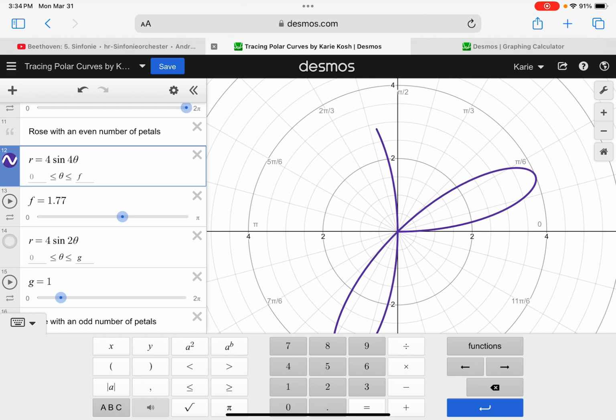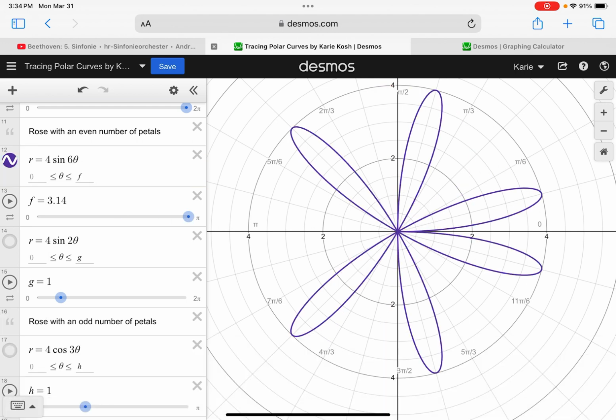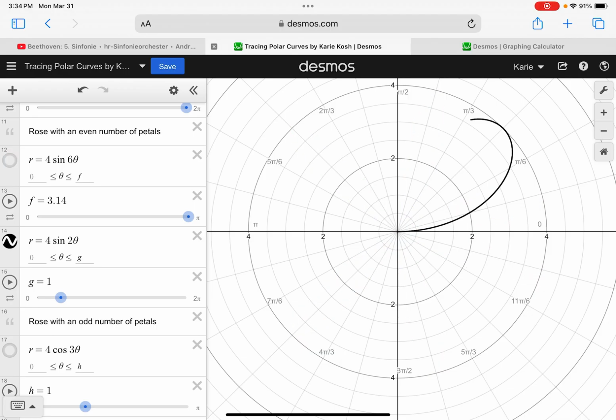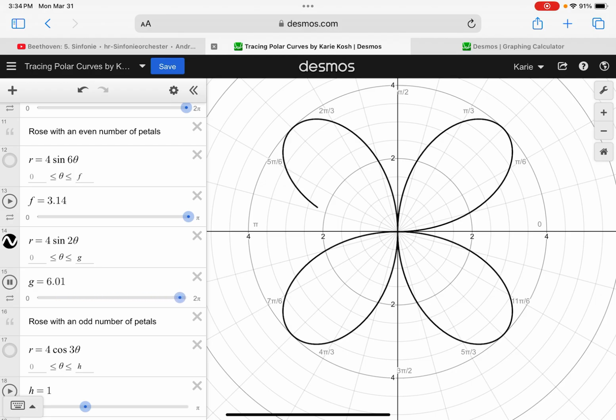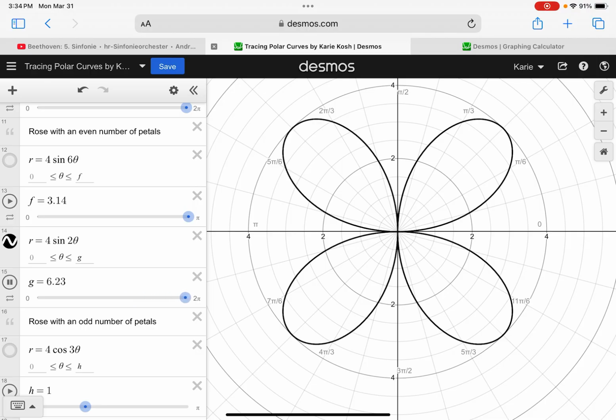So let's see what happens if I change this to 6. I should get 12 petals, but by pi, I only have 1, 2, 3, 4, 5, 6. Okay, so you may notice that with an even number of petals, pi is not sufficient. So what we need to do is go to 2 pi. And we'll notice this follows the pattern of quadrant 1, quadrant 4, quadrant 3, quadrant 2.